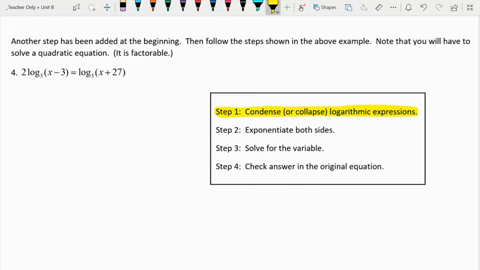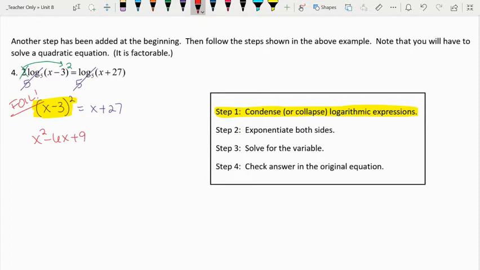So if you look at number 4, the only thing that you can condense is to take the 2 and throw it up top. So now we have log base 5 on both sides, which means if we exponentiate both sides, we're left with x minus 3 squared equals x plus 27. Now, big thing, we talk about this all the time. You have to FOIL that. Okay, we are FOILing here. If you FOIL correctly, you'd get x squared minus 6x plus 9. And it's still going to equal x plus 27.